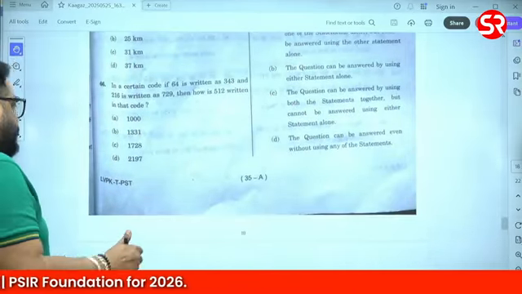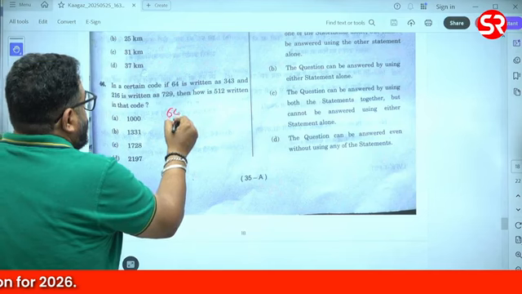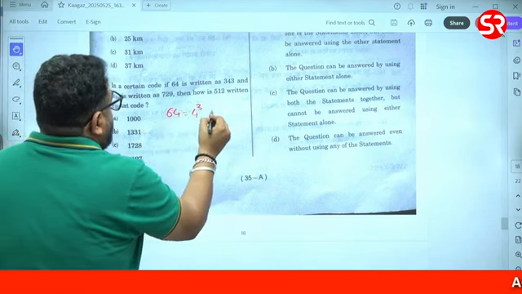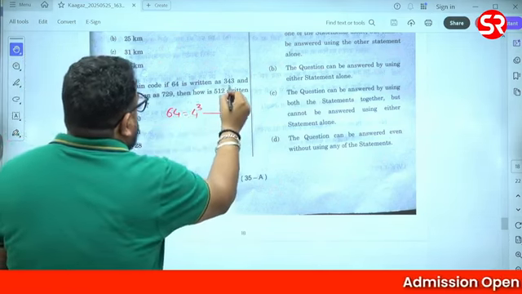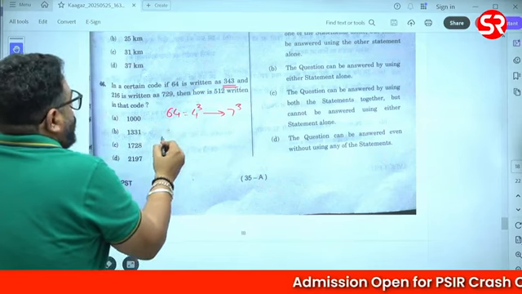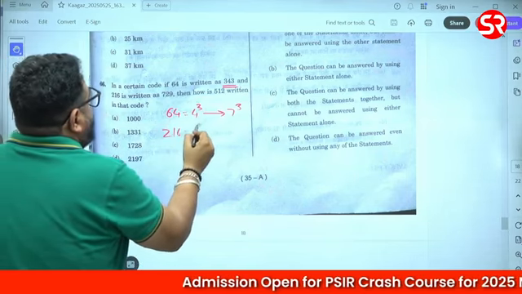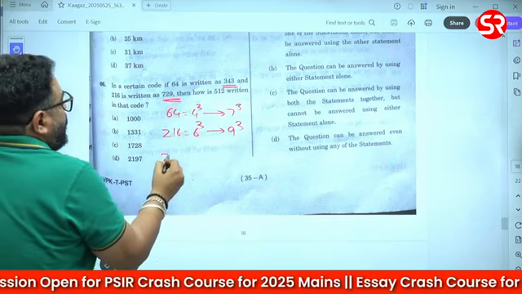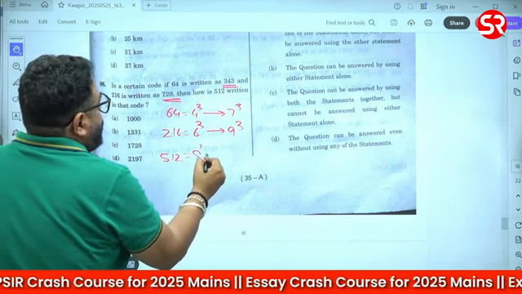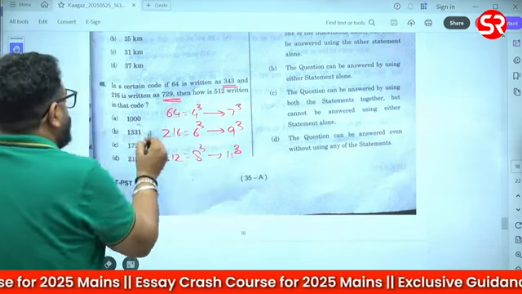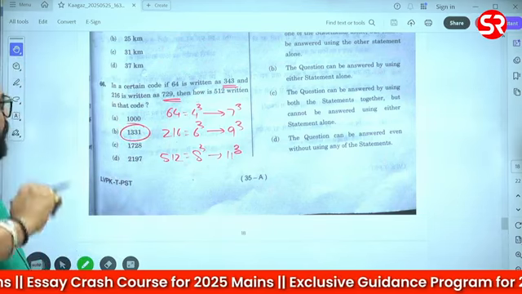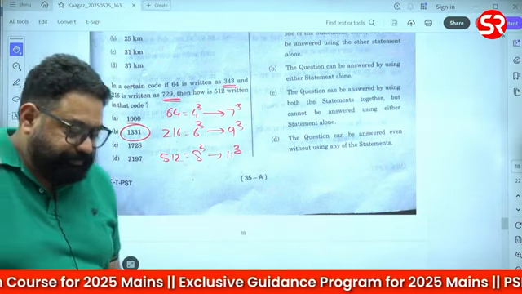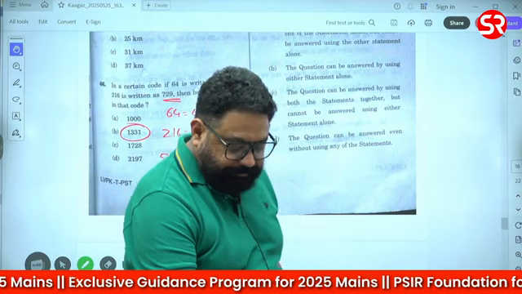This is very easy. 64 is 4 cube and coded as 7 cube, 343, right? 216 is 6 cube and coded as 9 cube. So 512 is 8 cube, coded as 11 cube. 1331. Not at all a problem, isn't it?